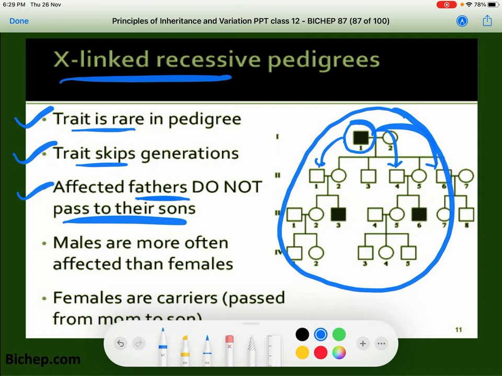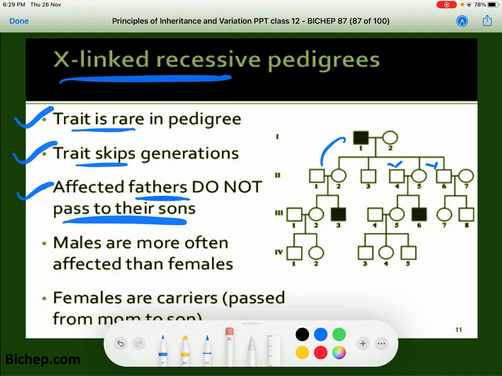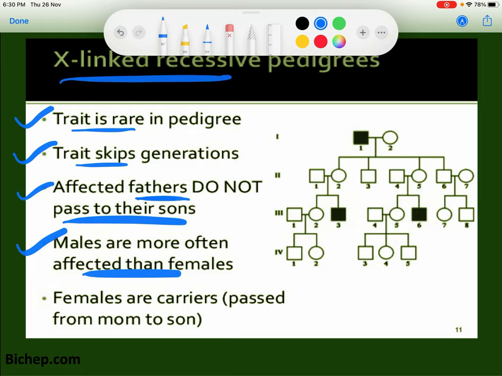Why is that? Because if I am talking about this chart, for example, X and Y, X is affected. This is indicating affected, and this is XX. Now, this is a baby boy. The chromosome received from the father will be Y only, which is unaffected, normal, and X from his mother. So, it is unaffected. It remains unaffected in that sense. Ready? So, affected fathers do not pass the disease to their sons, and males are more often affected than females, and that is why it is X-linked recessive. It is an important characteristic feature.